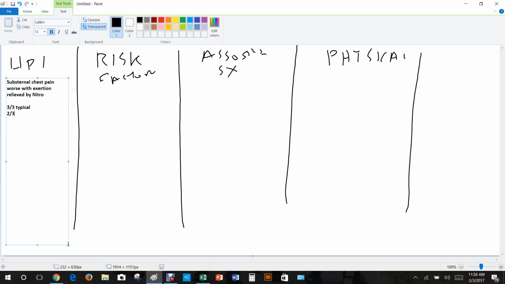If it's 2 out of 3 and they still end up having a heart attack, you'd say, well, okay, that was atypical. Doesn't mean that they're not having one. And if it's 1 out of 3, then you'd say, this is not involved with your heart. Non-anginal, okay? That's kind of how you do that. So what about the risk factors? Now we're looking at the risk factors, and we're going to say, okay, what are some risk factors? Diabetes, smoking, hypertension, obesity, those kinds of things.